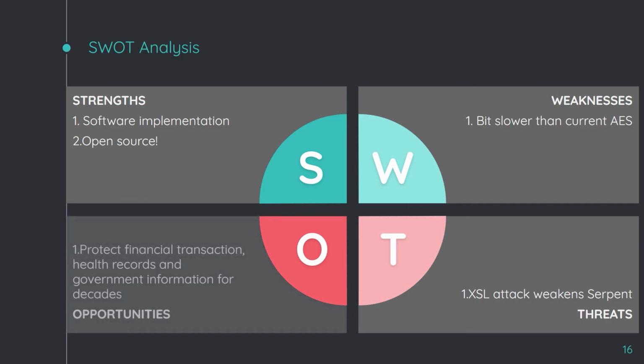Opportunities. Serpent Cipher was a finalist in the AES contest, which proves how secure and efficient this algorithm really is. This encryption can be used to protect enormous volumes of financial transactions, health records, and government information over a period of decades.